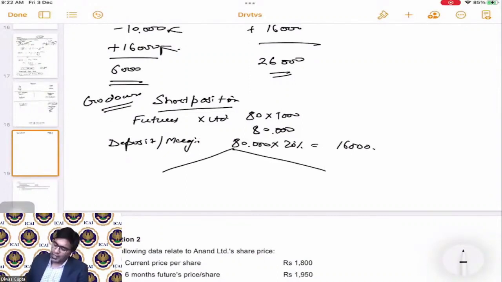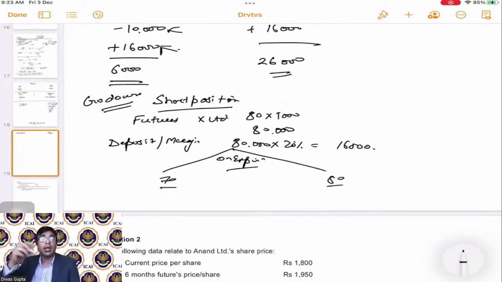Now what will happen on expiry? Again, I'm taking two cases. If it is 70, if it is 80, he speculated the price will go down. The price has actually gone down from 80 to 70. And since he has short sold, that means this 10 rupees will be a gain to him. Correct? Because he has short sold.